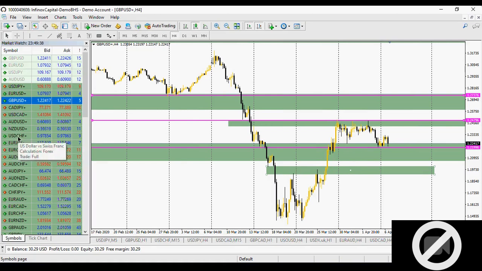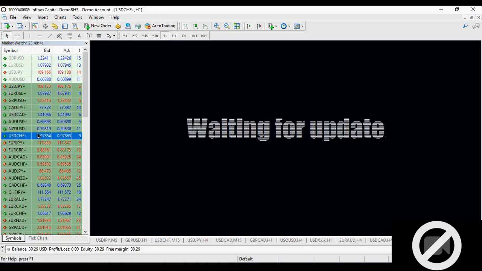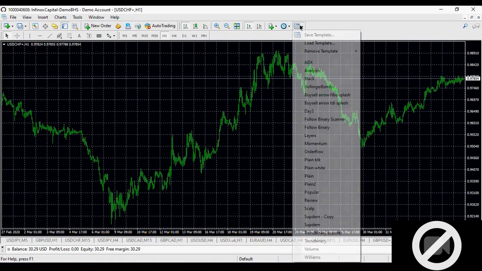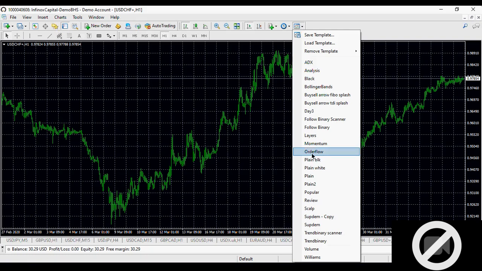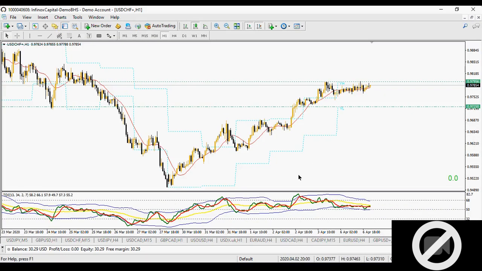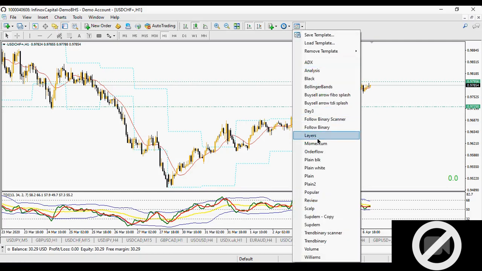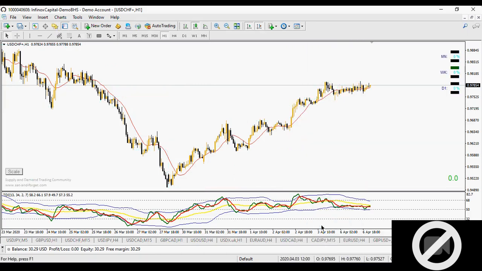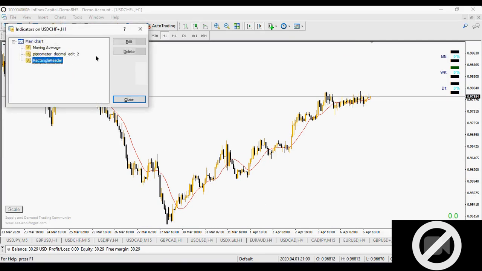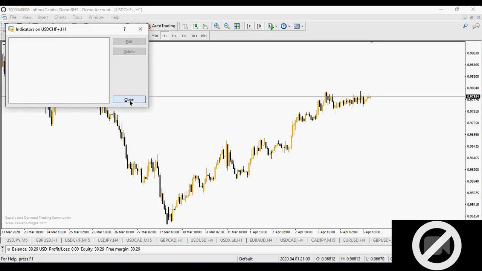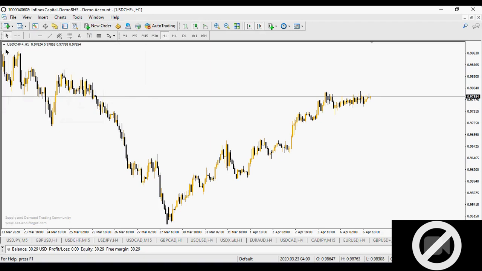You can write the steps down while I discuss. Step one, you open your chart. Then look for the template that you want to use. Okay, so let's remove all this. Okay, so this is USD CHF, US dollar CHF. Open your chart, that's step one.